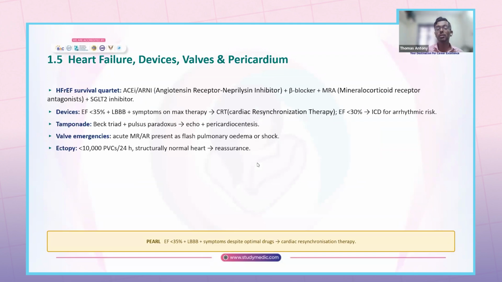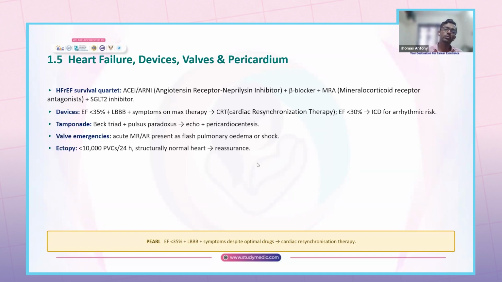So coming to another important topic, heart failure. There could be questions expected from this also. You have heart failure with reduced ejection fraction. So these are the survival cornerstones. We have ACE inhibitors or ARNIs, beta blockers, MRAs, and SGLT2 inhibitors. These four classes of drugs are considered to be the survival cornerstones.